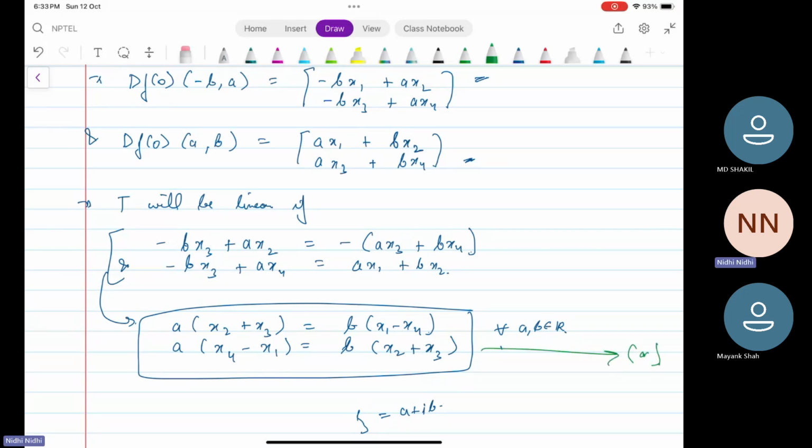But the first option is saying that T will automatically be complex linear. So can we find some example where this is not becoming linear? Just take some fixed values of x1, x2, x3, x4 such that both the equations do not hold simultaneously, or any one of them is not holding.